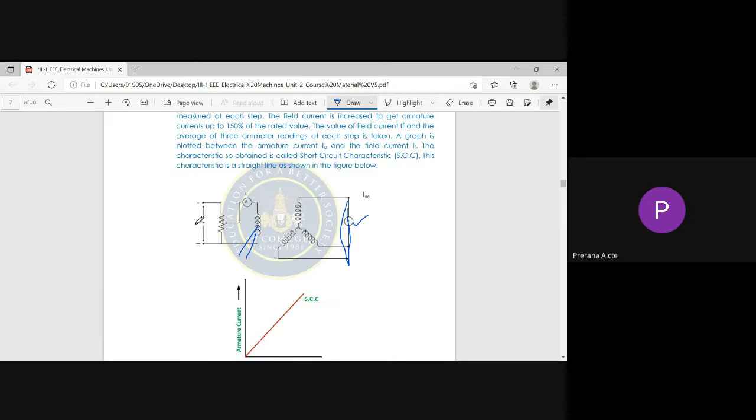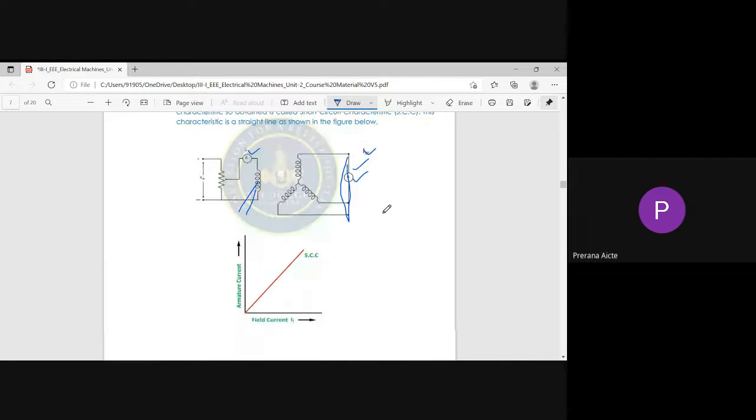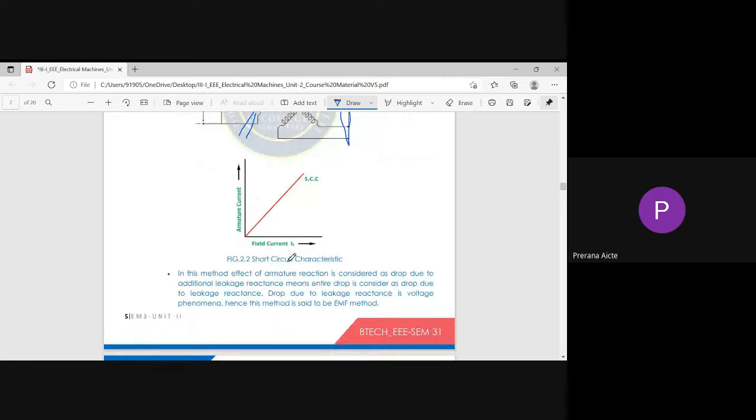Then we slowly increase the field current from 0 onwards. When the ammeter reads the rated value, we take the readings of field current versus armature current, or short circuit current. From that we draw a graph of field current versus armature current. Those characteristics are nothing but the short circuit characteristics. Generally, these characteristics are linear.